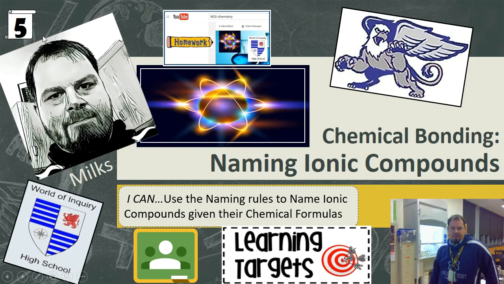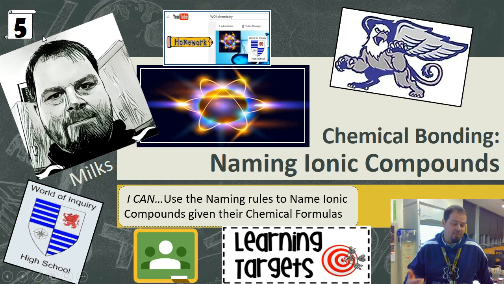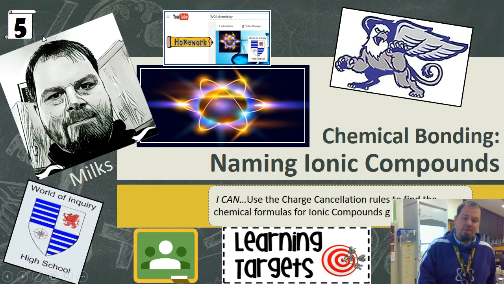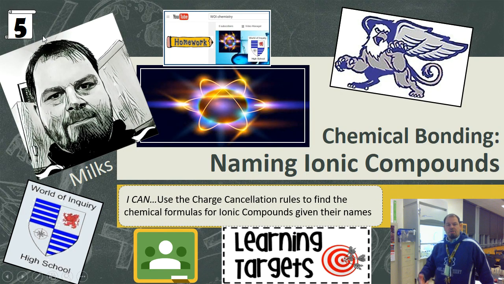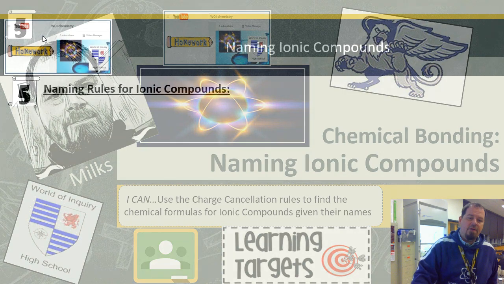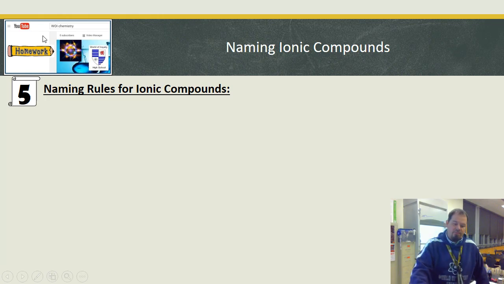So still in ionics. It's going to be a while before we're out of ionics. Today we've got to learn how to name them. If we name them, we've got to go backwards and forwards, so this probably is going to be 2 videos. Use the charge cancellation rules to find out the chemical formulas. So that's the backwards and forwards all in one video. Thank goodness. So, naming rules for our ionics.